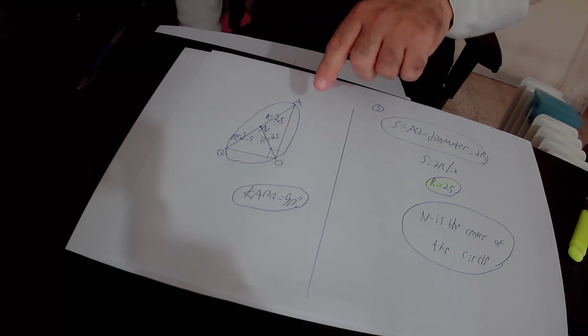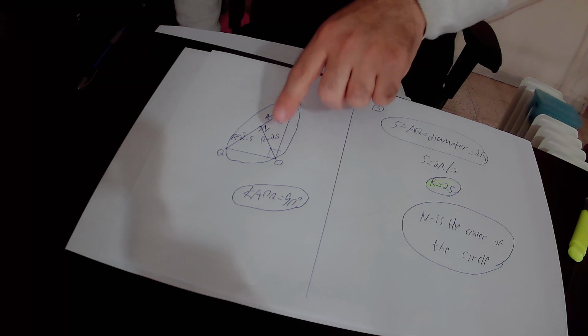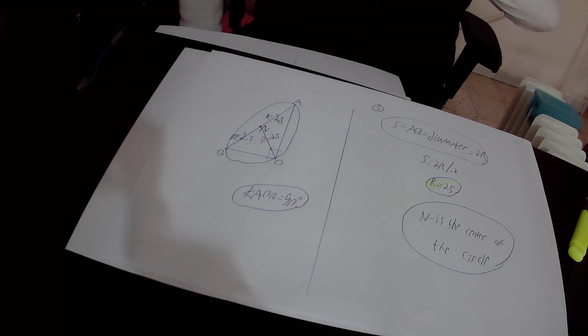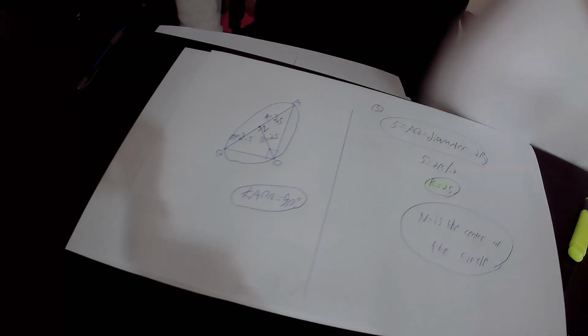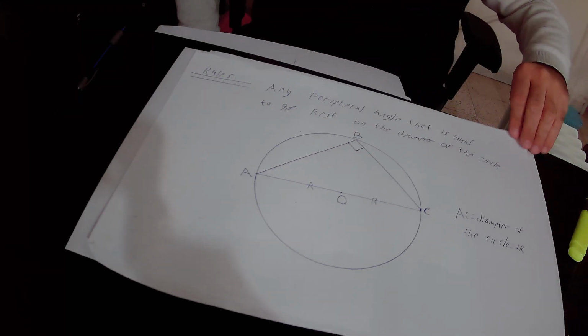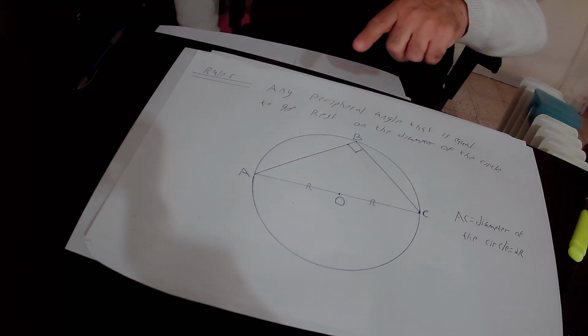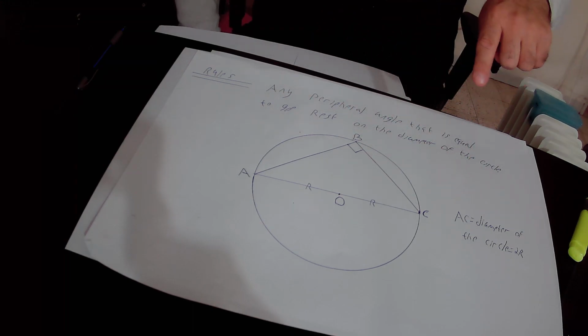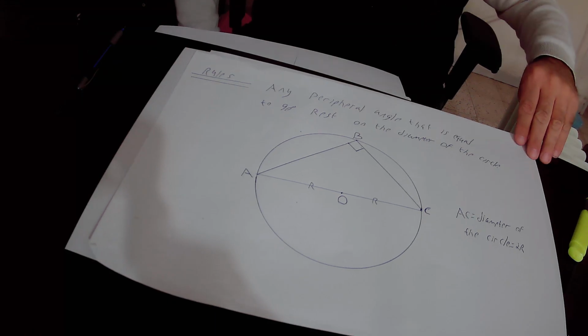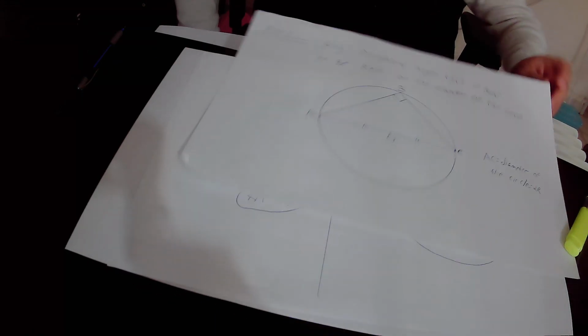In this circle, we have peripheral angle AQ, this angle that is equal to 90 degrees. We have rule number 5 that any peripheral angle that is equal to 90 degrees must rest on the diameter of the circle. Here, peripheral angle ABC equals 90 degrees, therefore it rests on the diameter AC. AC is the diameter. So we can implement rule number 5 in our drawing.